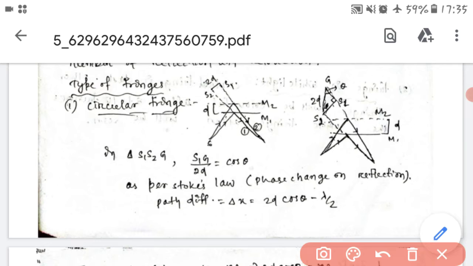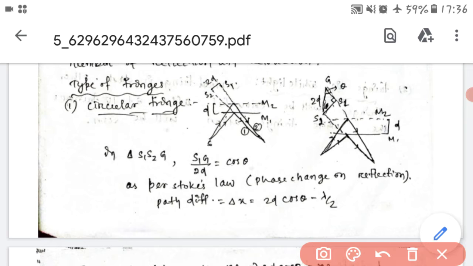And if we extend the reflected beams, the reflected beam from mirror 1 is beam 1, the reflected beam from mirror 2 is beam 2, and if we extend them, they will go in this direction, and we can call them S1 and S2. Then we can see that from source S we got two virtual sources, S1 and S2, and the distance between S1 and S2 is 2d.